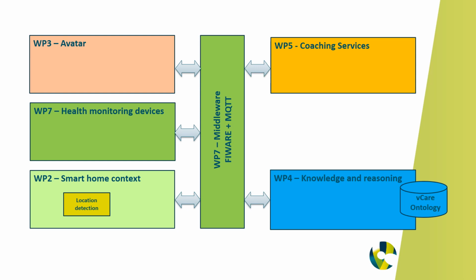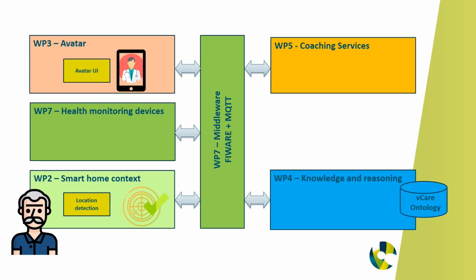The vCare system at Mr. George's home receives the configuration of the new treatment prescribed. When the time to start the first training session comes, the smart home will detect when Mr. George is at home and close to the avatar. This information is sent to the avatar, which will recommend the user to begin the exercise.